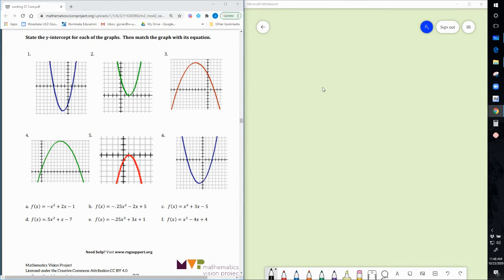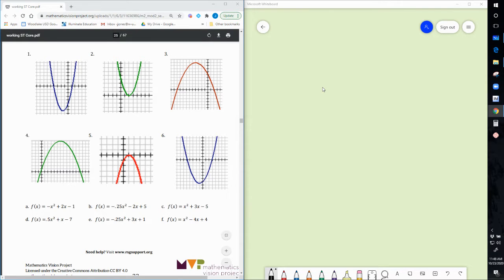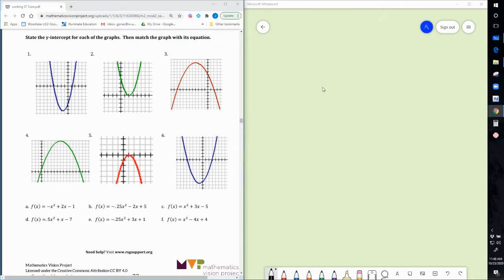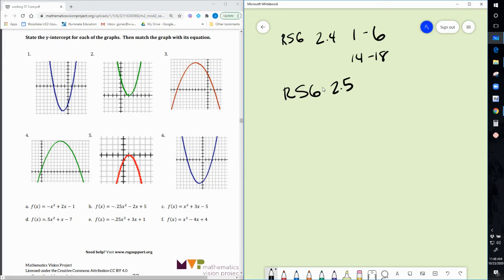Today I'm going to go over Ready, Set, Go 2.4 and Ready, Set, Go 2.5, and I'm only going to have you do a couple pieces of each. I'm not sure how the assignment's going to look PDF-wise. If I can split it up, cool, but if not, on Ready, Set, Go 2.4, we need to do problems 1 through 6 and 14 through 18. On Ready, Set, Go 2.5, we're going to do problems 1 through 11. Just write this down so you know which ones you're required to do, just in case I have to give you the whole thing.